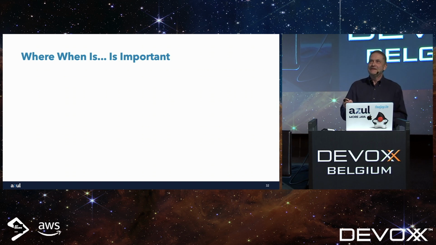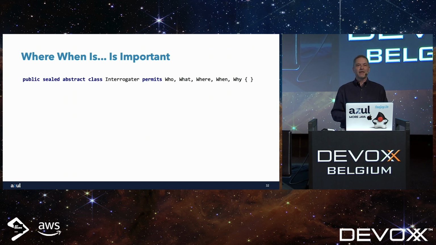Where when is important, because when is a contextual keyword. This is quite important because obviously, people might have used when as a variable name, and so we don't want to limit that use because it will break backwards compatibility.